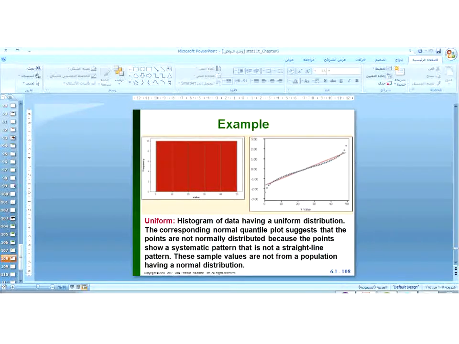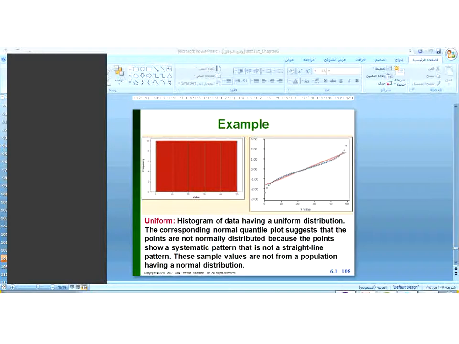واضح كيف استخدمنا الرسم؟ هنا شوفوا معي الهيستوجرام does it show a normality or no؟ شوفوا كيف شكله بشكل مستطيل.